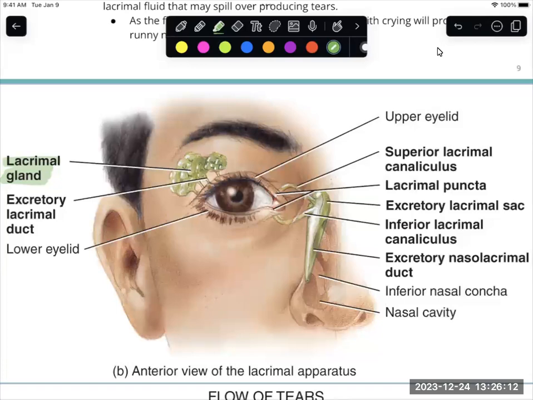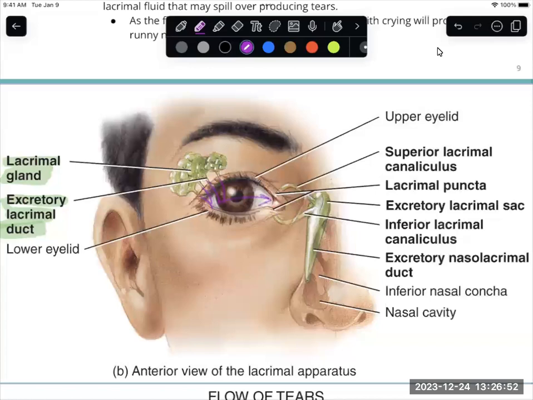It gets ejected out onto the surface of the eye through the excretory lacrimal duct. So it comes out at the outer portion of the eye. By blinking, it washes this fluid over the surface of your eye to help keep your eye moist. It's always producing small amounts of fluid to help keep those eyes moist.